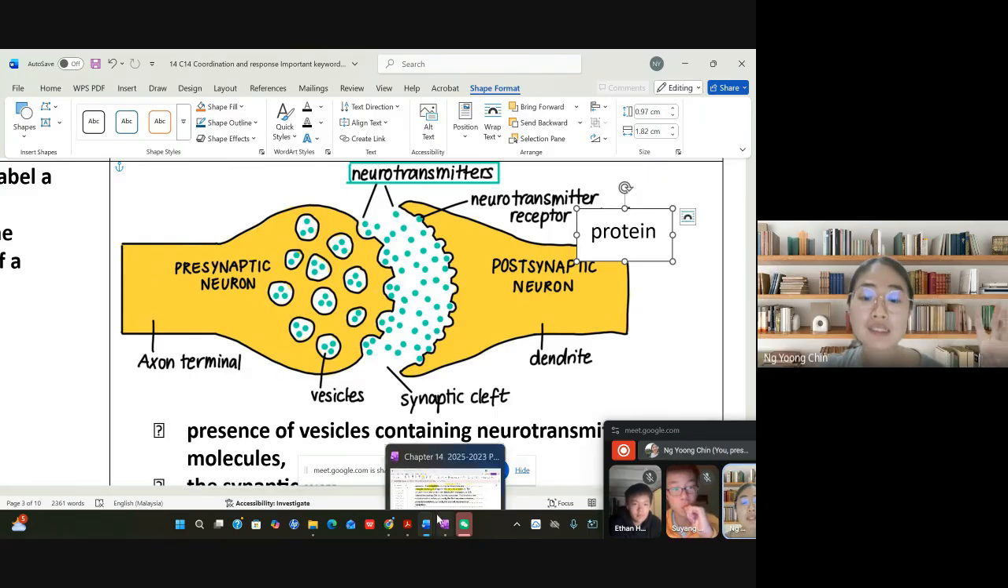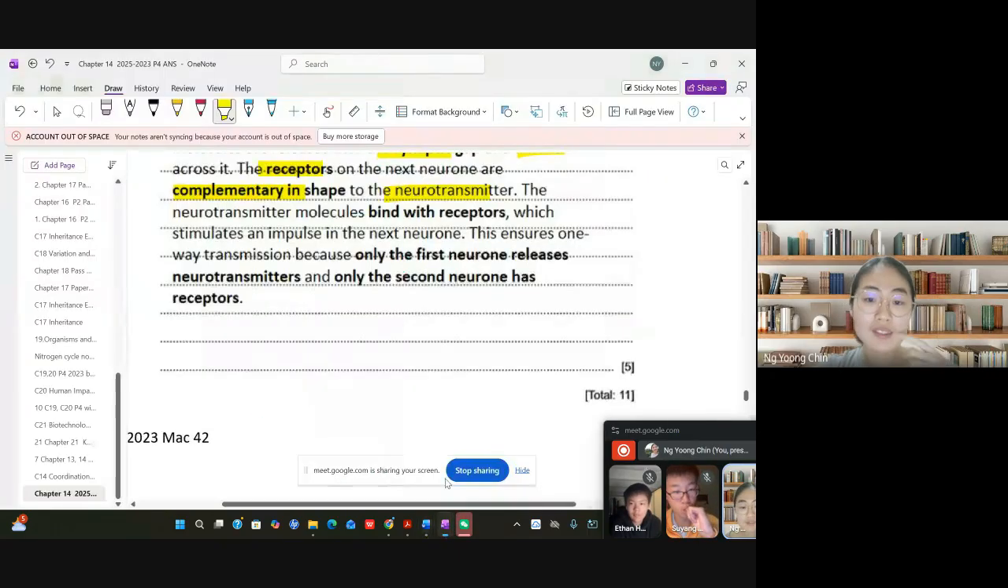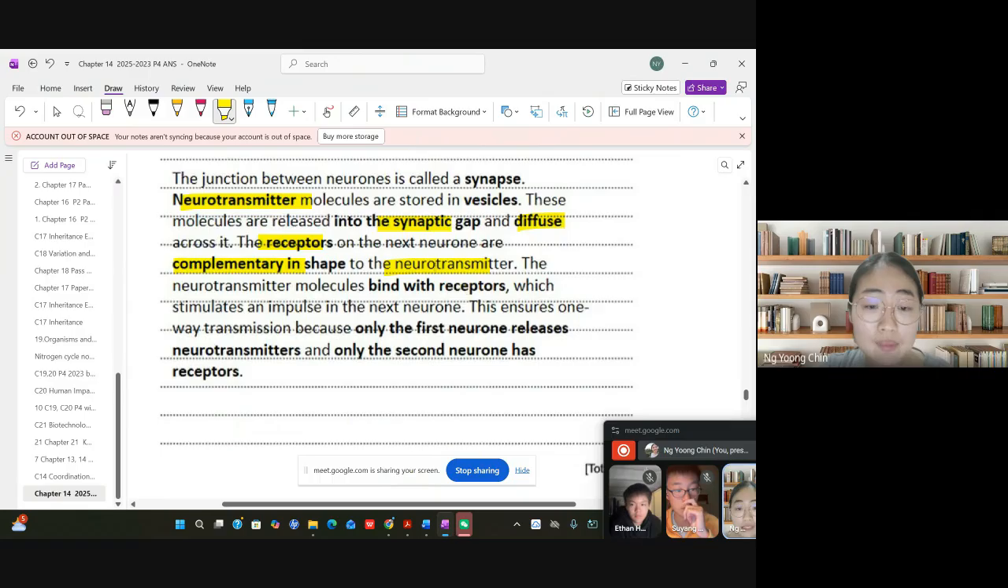They have matching shapes. So that's why you can include this in your answer. The receptor on the next neuron, on the post-synaptic neuron, is complementary in shape to the neurotransmitter protein. So later, when the neurotransmitter binds to the receptor, it can start to stimulate the impulse.